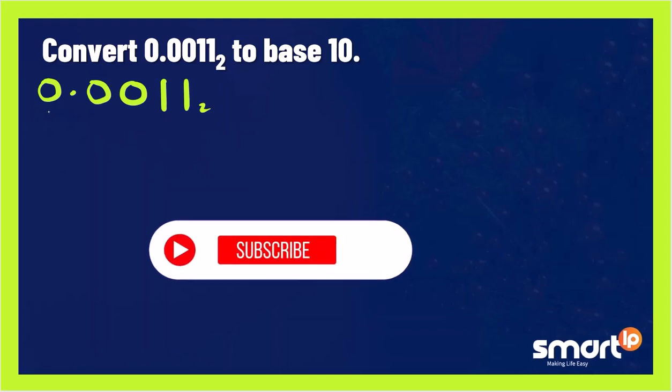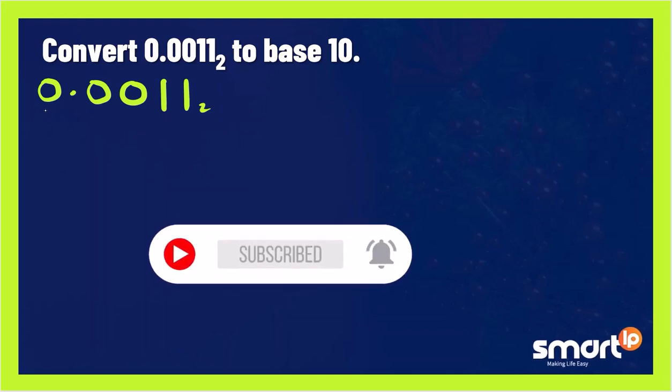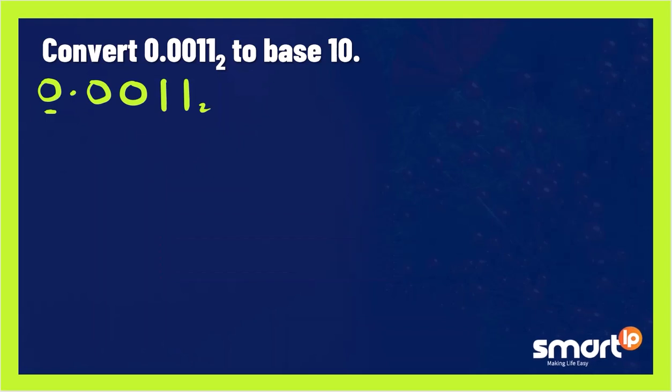Okay, so we start from the first digit. The first digit is this 0. So since that 0 is on the unit position according to place value, the power on it is going to be 0. After the decimal point, the digit immediately after it, the power on it is -1. And then after that, the power on the next digit is going to be -2. And the power of the third digit after the decimal point is going to be -3. And the last one here is going to be -4.